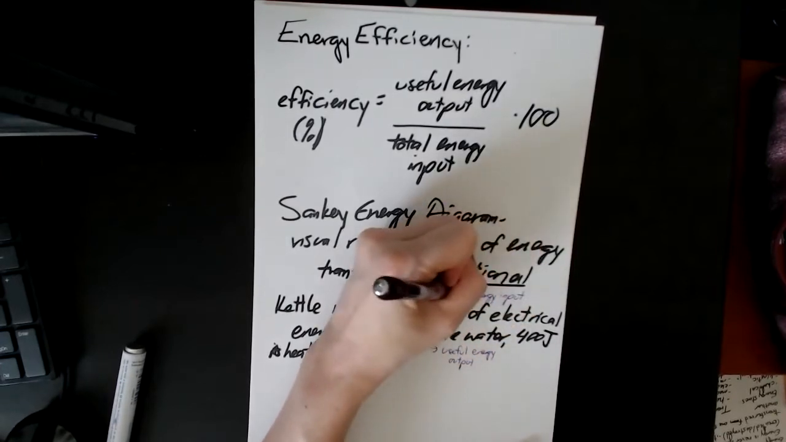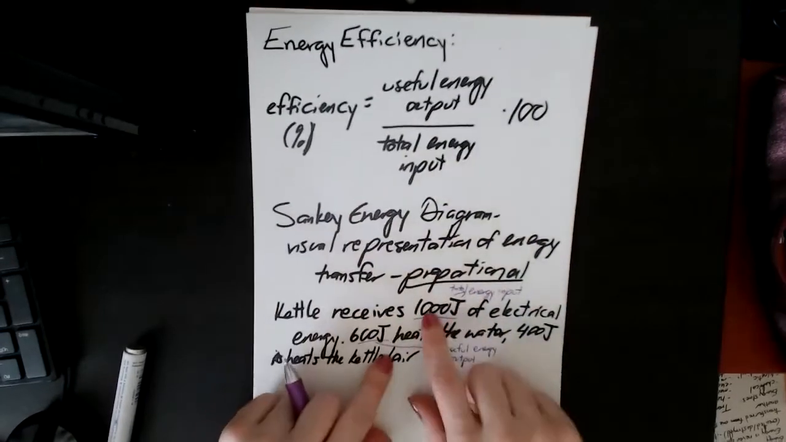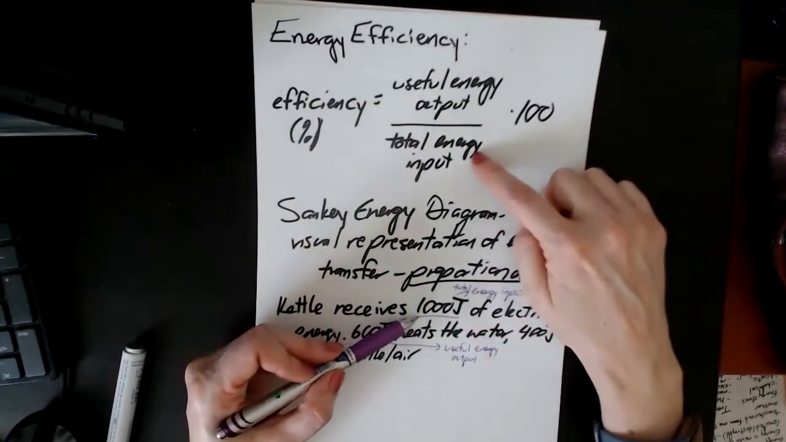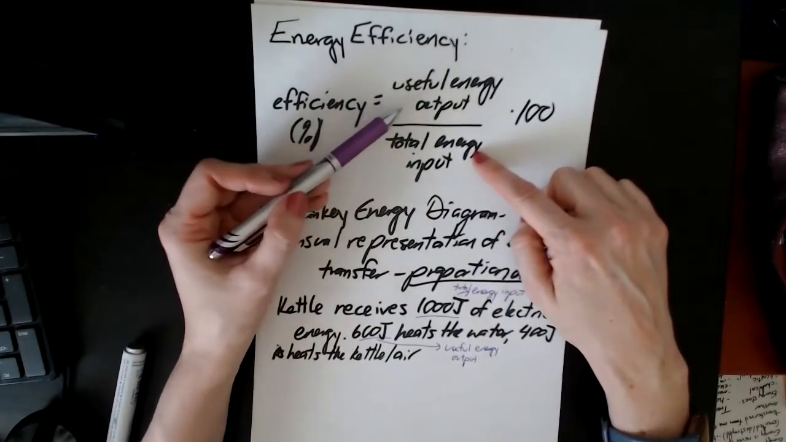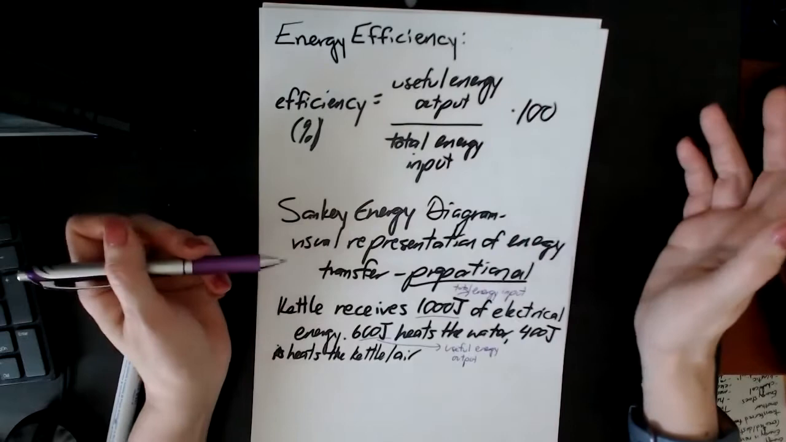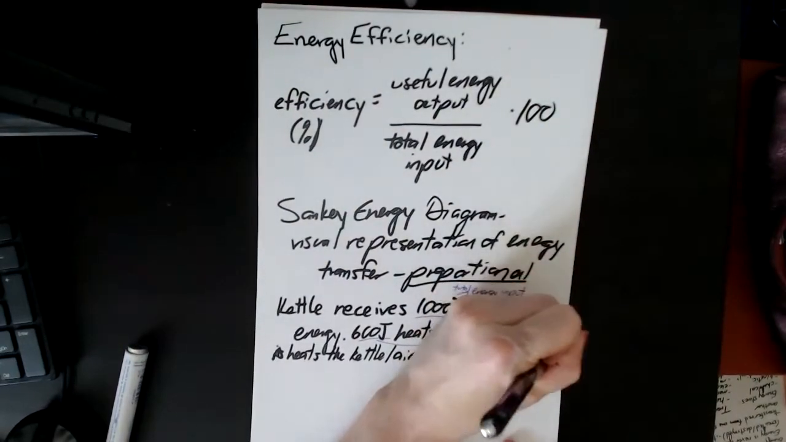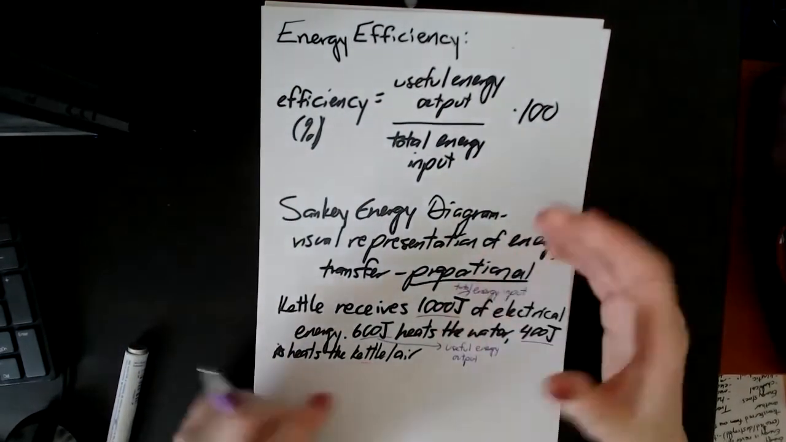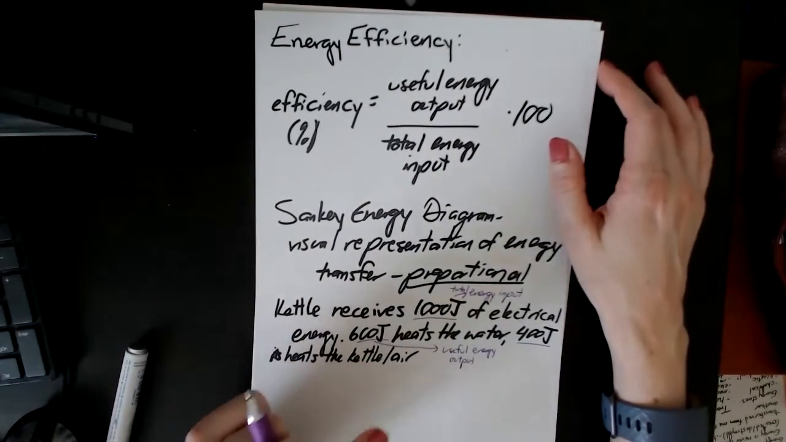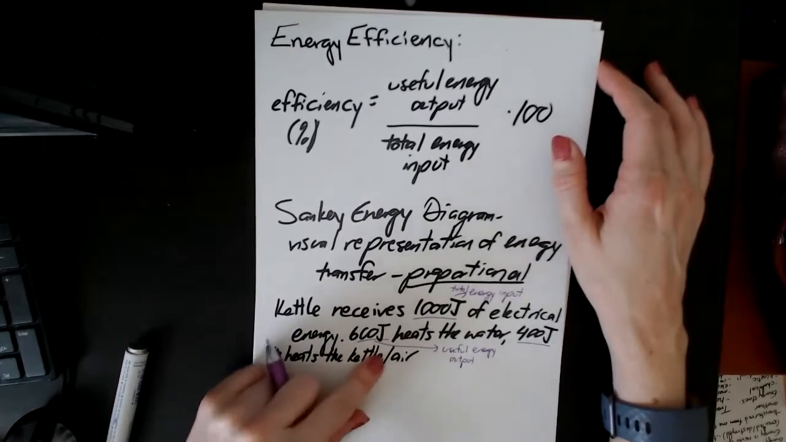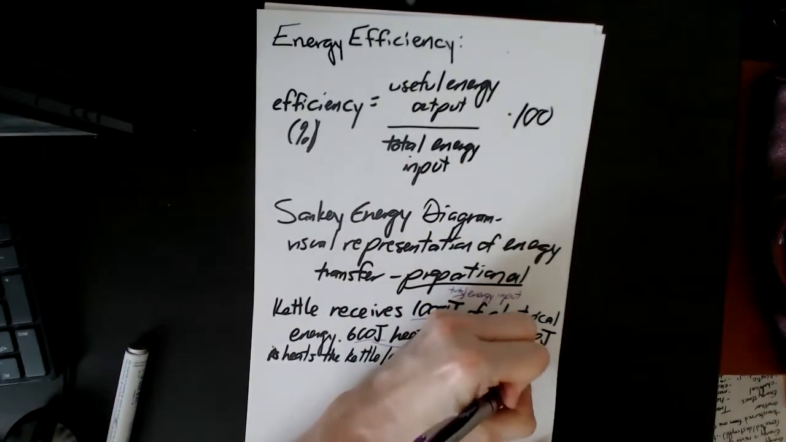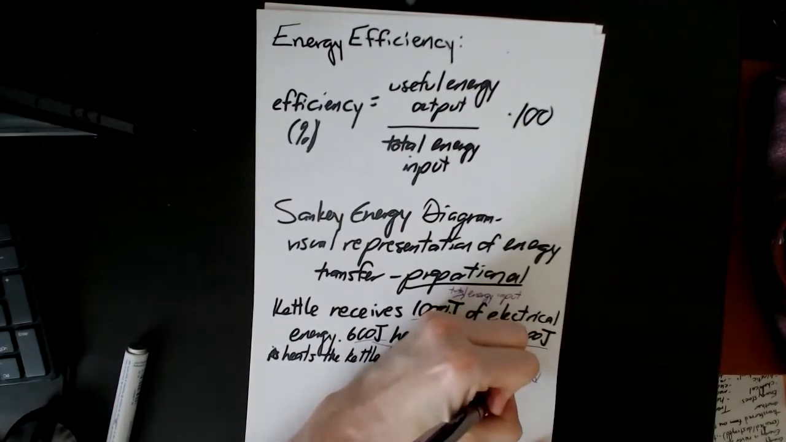Your total energy input. Okay, so if I were to talk about the efficiency of this, I'd have 1,000 joules as the total energy input, 600 joules is the useful, so 600 divided by 1,000 times 100 would give you a 60% efficiency, all right? Now, 400 joules heats the kettle itself, the metal part of the kettle, and the air. Well, that is wasted energy. That's not what we want the kettle to do. We don't care whether it heats the air, all right? And so this is a wasted energy output.